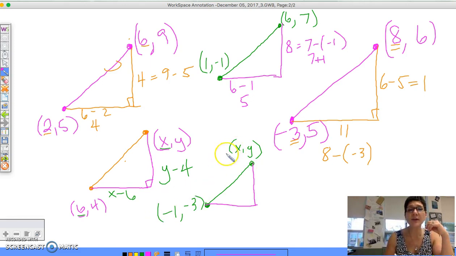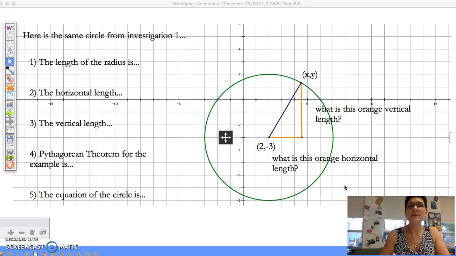So here we're going to subtract our x coordinates, and if we do that, we get x minus a -1, which is technically, you guessed it, x plus 1. My vertical distance over here is going to be y minus. Okay, so in this particular one, I don't know what is going on here.